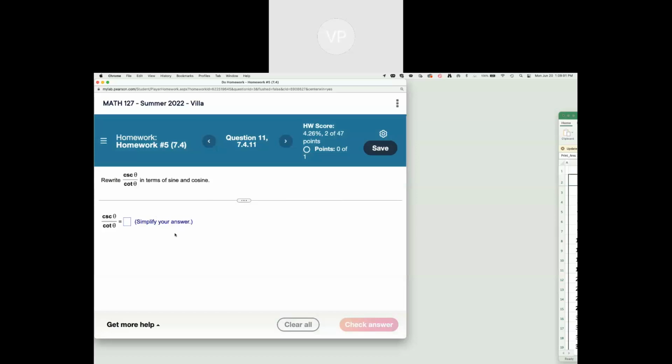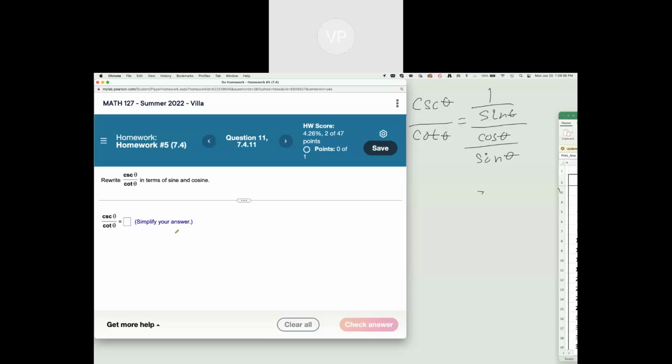Okay, in this one, they want us to rewrite these in terms of sine and cosine. All right, so we have a cosecant theta all over a cotangent theta. Now, make sure you follow the directions because they're literally trying to train you in how to do these. So even though some of you may be jumping ahead and doing something that's even better than this, they only want the first part. So rewrite this as a sine and cosine. Well, that's 1 over sine. And then this is going to be cosine over sine.